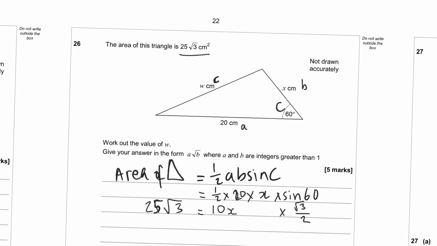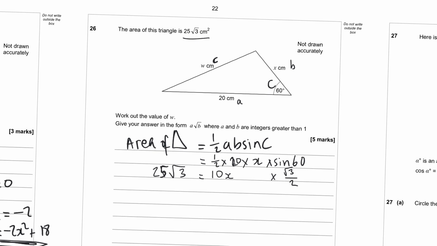So if I scroll down just so we have enough space. Then we have 10x root 3 over 2 is equal to 25 root 3. Now, because they've got root 3 on both of them, we can cancel them out. And because we've got 10x divided by 2, we know that 10 divided by 2 is 5. So essentially 25 is equal to 5x. So then x is going to be equal to 5. So now we know what x is equal to. We're trying to work out what w is equal to, so I'll put that as 5.